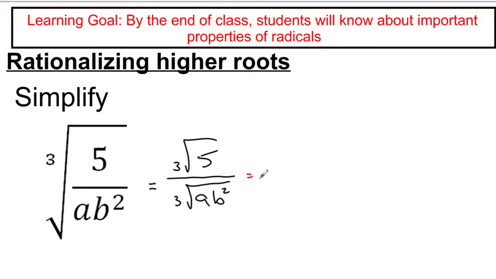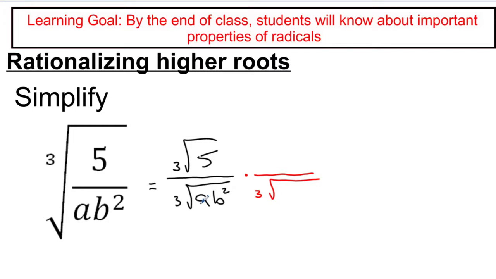And so I need to make this go away. Now your job is to figure out what I need to multiply the denominator by so that it is a perfect cube. It's a little bit tougher to think about. We're really going to go term by term and say, I need to multiply this by some cube root of something. And I'm going to look at this and say, how do I turn a into a perfect cube?